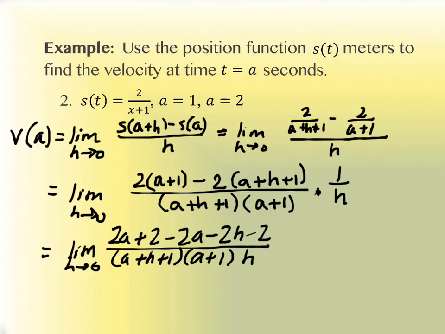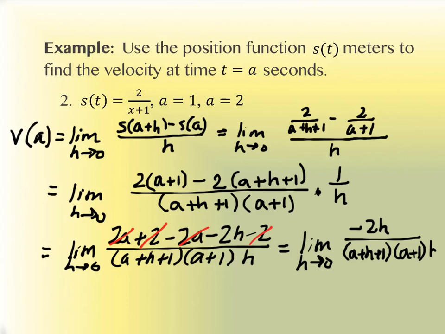What simplifies? The 2a's cancel, and the 2's cancel, leaving me with negative 2h on top. So I've still got the limit as h approaches 0. I've got negative 2h on top, and a plus h plus 1 times a plus 1 times h on the bottom. Does everything in that numerator now have an h in it? You betcha, which means I can reduce it, correct?